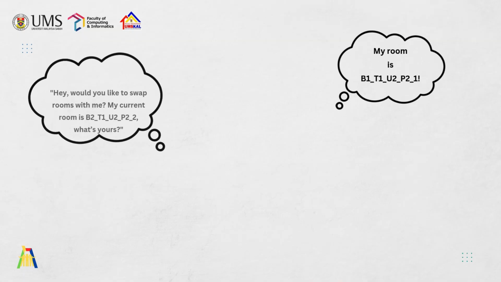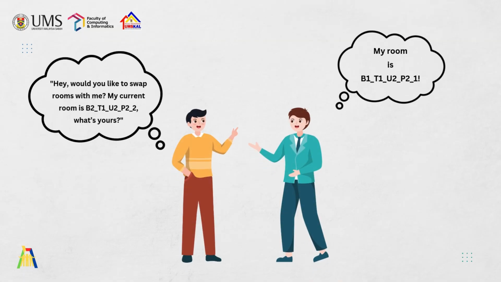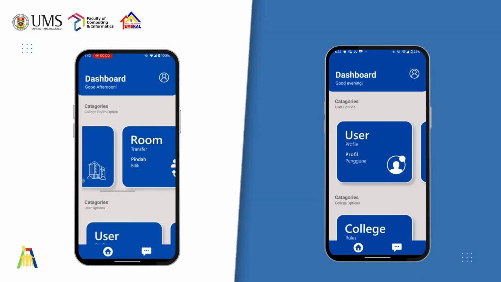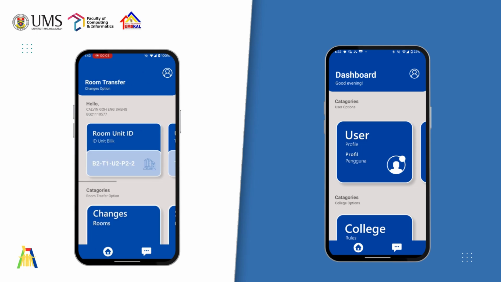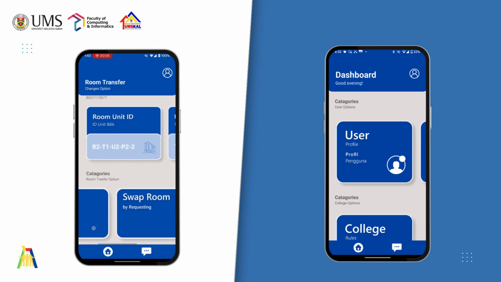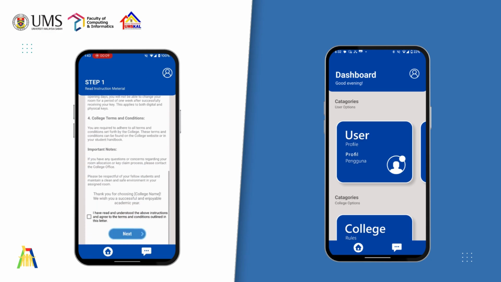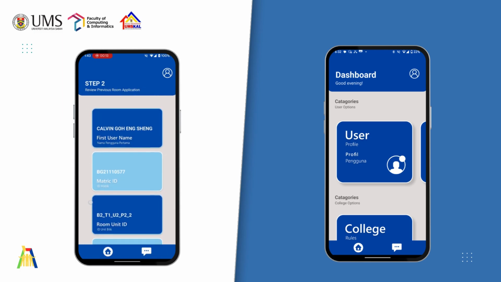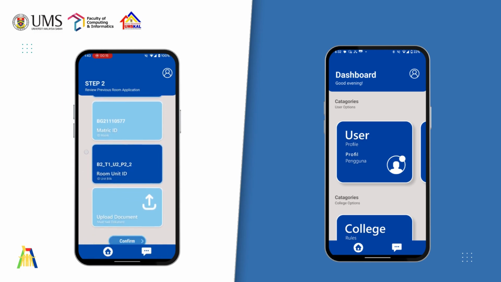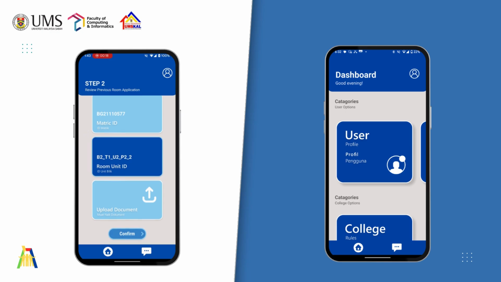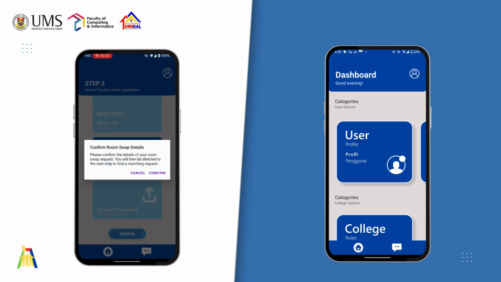Next up, we have a feature inspired by the idea of swapping rooms with someone else. It's called the Swap Room function. Now let's take a look at the Swap Room function. First, the initiating student must register for the Swap Room feature. Once you click the Swap button, you'll need to sign the rules, terms, and conditions. Then click Next. After that, you'll review your profile and have the option to upload supporting documents for your room swap. Scroll down, then click Confirm.